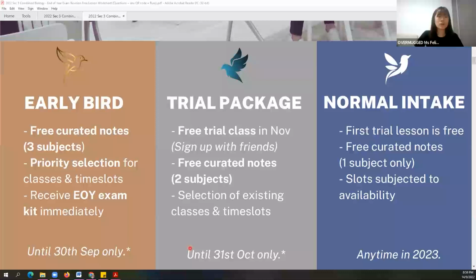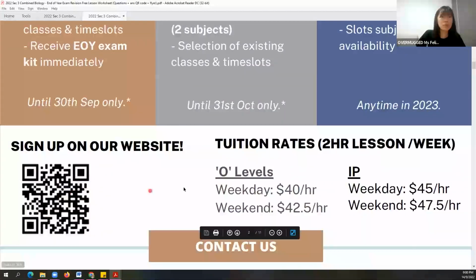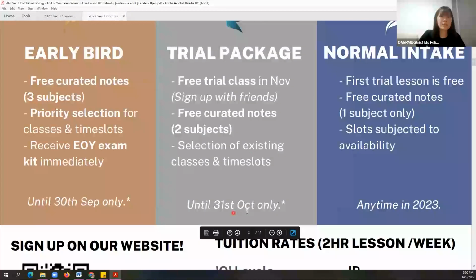So the next question I have is, how many days is the trial class with friends and how do I sign up for it? Oh, the trial class, you also sign up at Overmark's website, which is the same QR code, but this is only when you sign up in October. Sorry, this point here, I'm not very sure. I can maybe double check and get back to you. But if I'm not wrong, this is only open when October comes, because right now it's under the early bird.